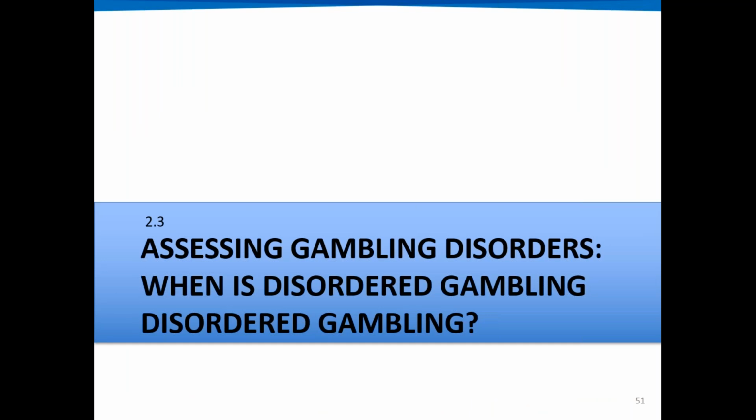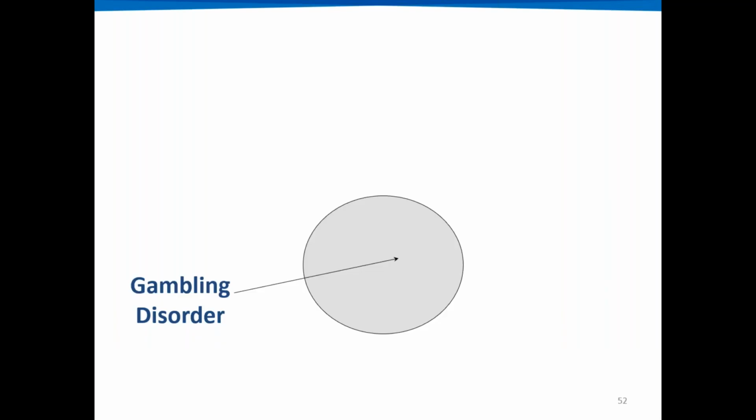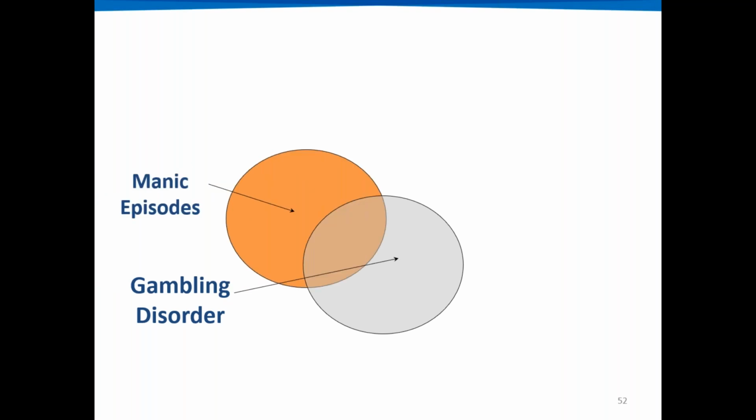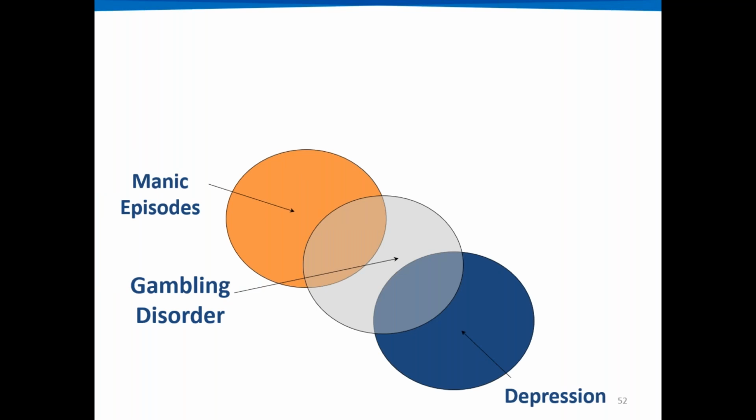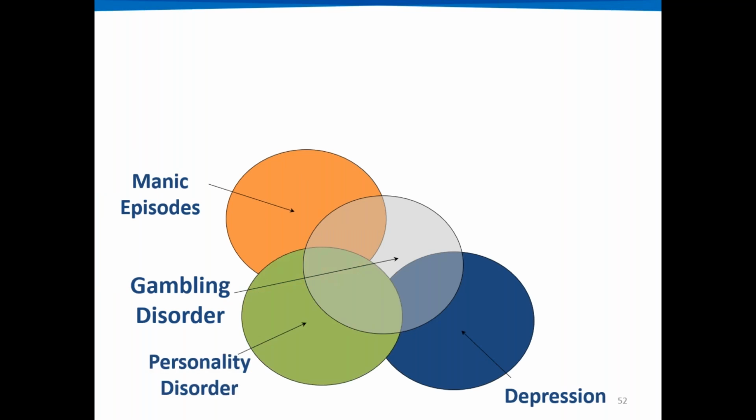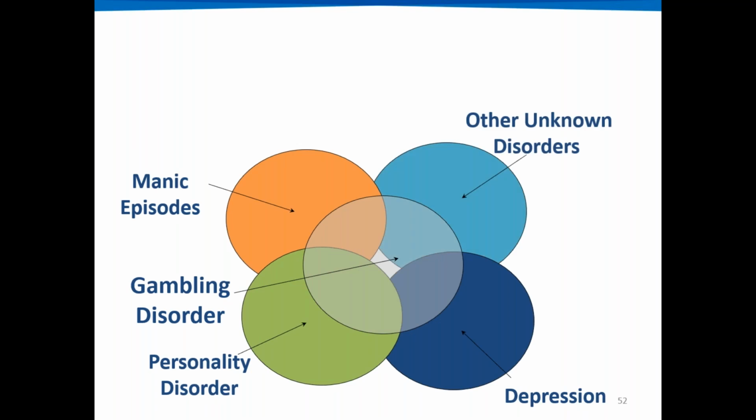Now I'd like to turn to how we go about identifying gambling disorders. And for this, I'd like to return to the syndrome model again. Let's start with a group of people who might qualify for gambling disorder. If we begin to assess them for other disorders beyond gambling, we might find that a subset also qualify for manic episodes. Others might suffer from depression. A large subset might experience a personality disorder, and some might have disorders that we haven't even assessed for. In the end, we're left with a minority who suffer only from gambling disorder.